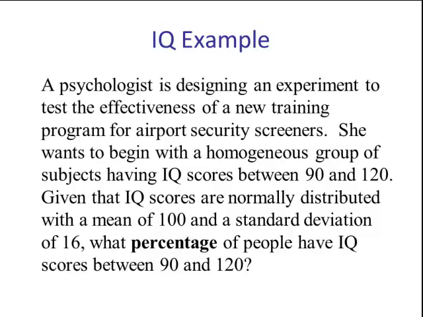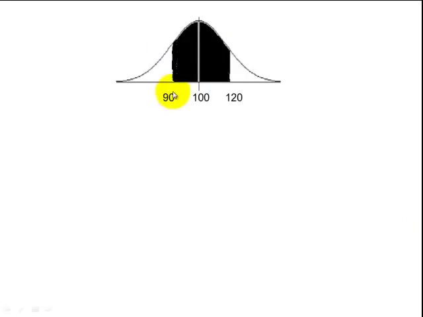She wants to begin with a homogeneous group of subjects having an IQ score between 90 and 120. Given that IQ scores are normally distributed with a mean of 100 and a standard deviation of 16, what percentage of people have an IQ score between 90 and 120? Our first step is to draw a picture. Here's 90, there's 120, and we have a mean of 100.